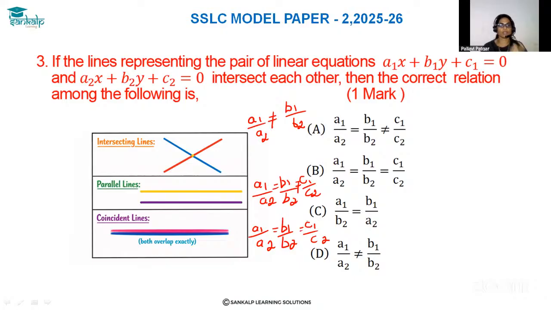So what have they asked in the question? The pair of linear equations intersect each other. So the ratio of corresponding coefficients is a1 by a2 is not equal to b1 by b2. Therefore, the given option is D: a1 by a2 is not equal to b1 by b2. Okay. Thank you.